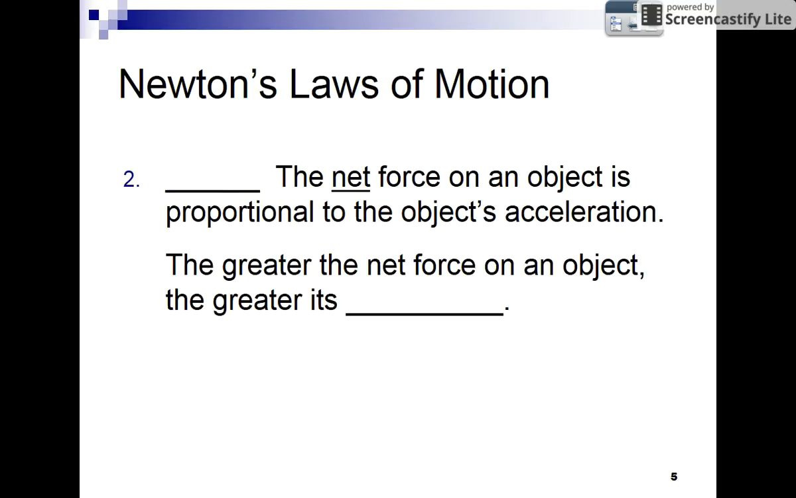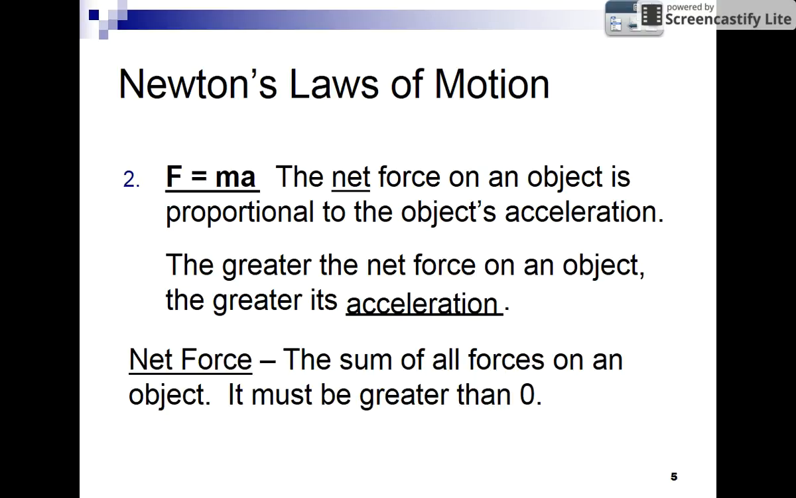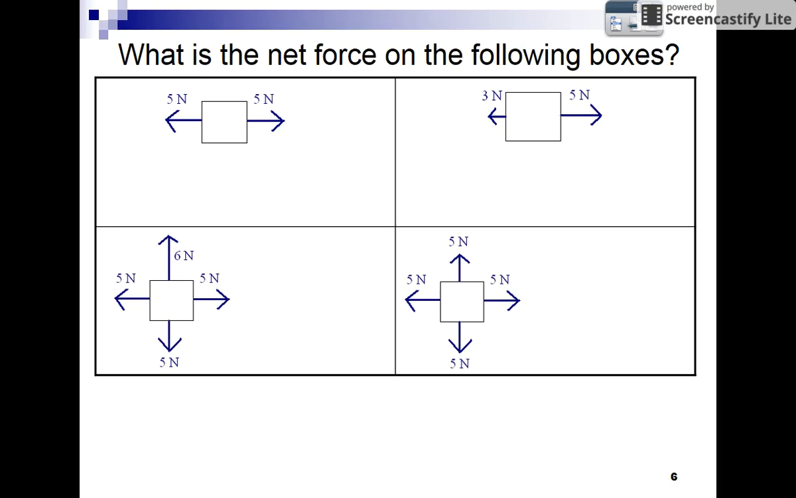The second law of motion is called F is equal to ma. F is equal to ma tells us that the net force on an object is proportional to the object's acceleration. So the greater the force that's acting on the object, the greater its acceleration will be. Net force is the sum of all the forces acting on an object, and it must be greater than zero.